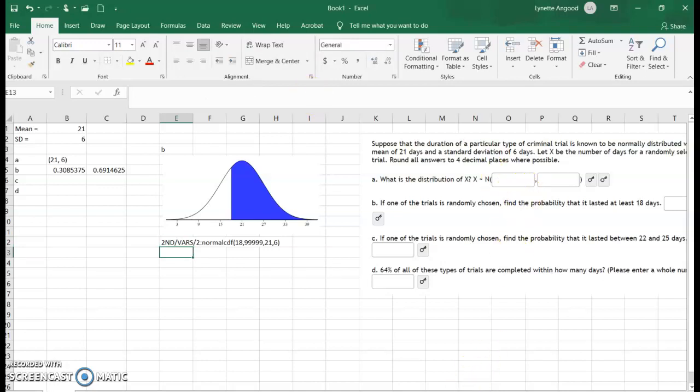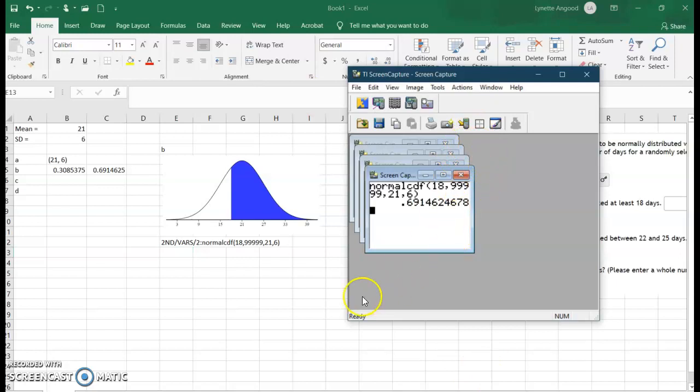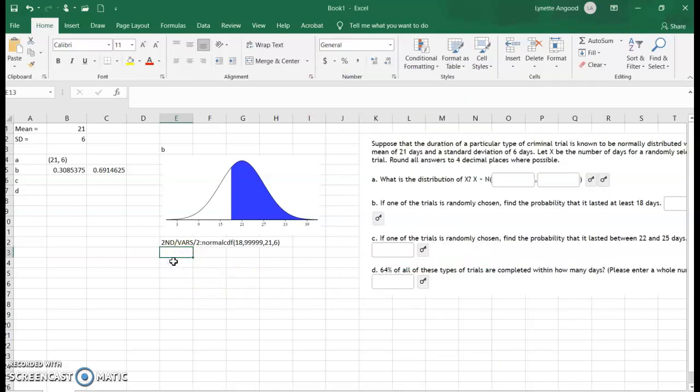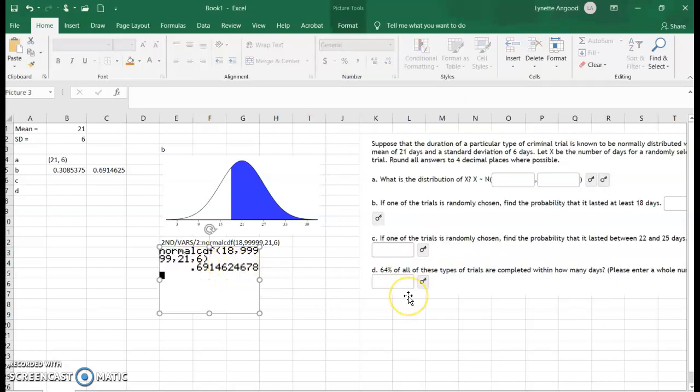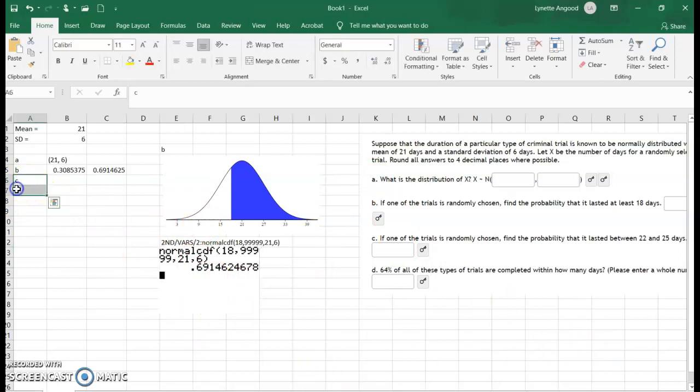So I took a picture of what I did on my graphing calculator, and this is what I see. I get the very same 0.6914. So it doesn't matter if you're using Excel or if you're using the graphing calculator, you will get the very same answer. Okay? Now what's different with C is that now we're finding the area between two values.